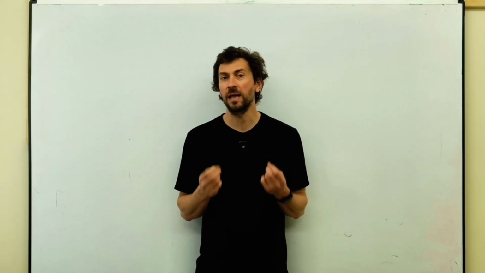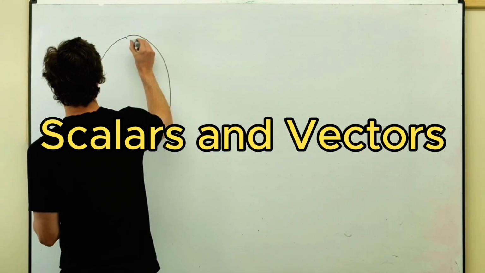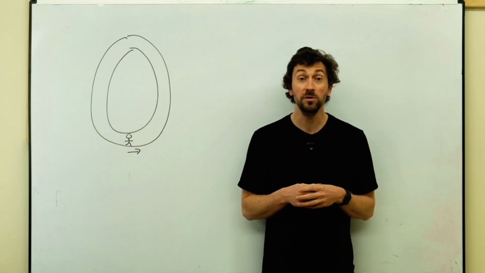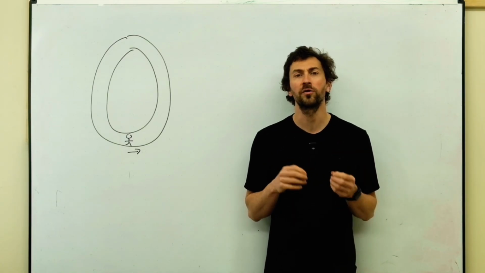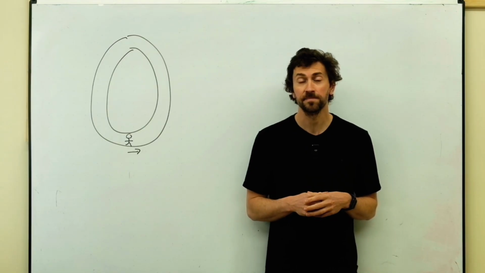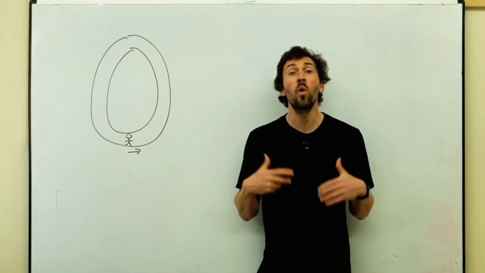One of the key concepts in AP Physics is the difference between scalars and vectors. Let's imagine somebody running around a racetrack. When I was in my senior year of high school, I was on the track team. I ran 400, 800, and 1600 meters. They were killer distances. So let's imagine there's somebody running around the racetrack and they do one loop.